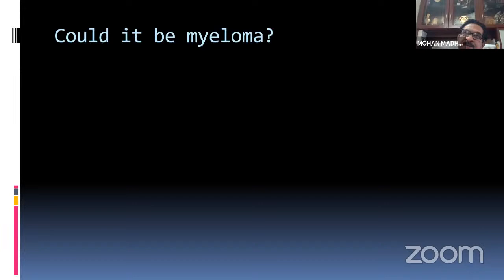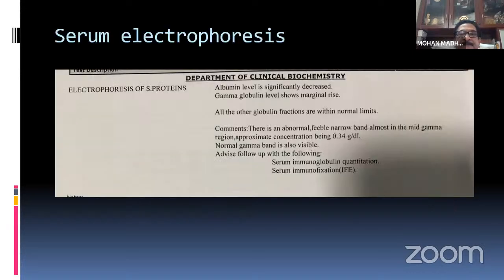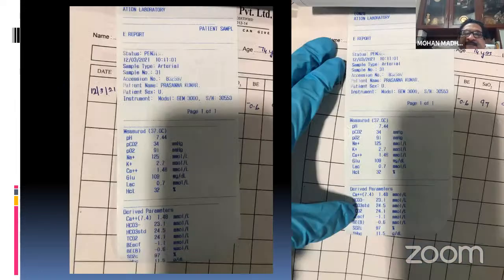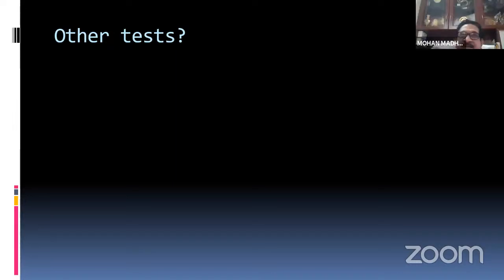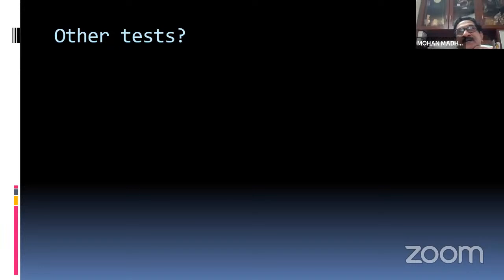Then the next question was whether we are dealing with multiple myeloma. The peripheral smear was normal. Serum electrophoresis showed a mild, marginal rise of gamma globulin. So the nephrologist advised sending serum for immunofixation. That was sent, but the result was not obtained. Any other test you want to do? Thyroid levels, T3, T4, TSH? They are already normal. I did not mention it, but it was shown in the initial picture. Any other paraneoplastic presentation? Yes, a paraneoplastic workup is what we can do.